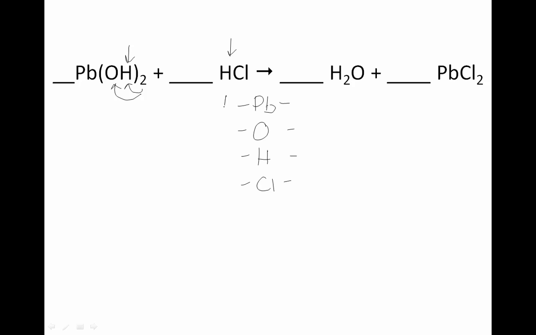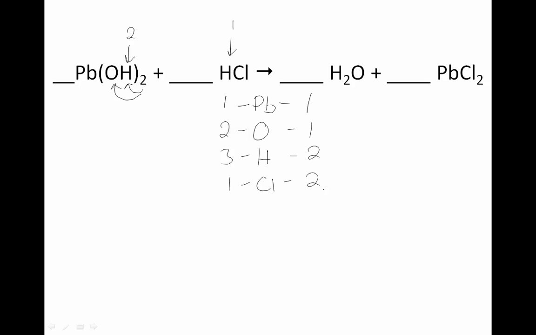Okay, so we have 1 lead, 2 oxygens, 3 hydrogens, 2 coming from here, 1 coming from here, and 1 chlorine. On the right, we have 2 hydrogens, 1 oxygen, 1 lead, and 2 chlorines. So we can really start anywhere. Our leads are balanced, our oxygens are not. Our chlorines are not as well.